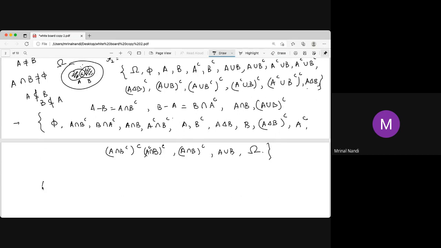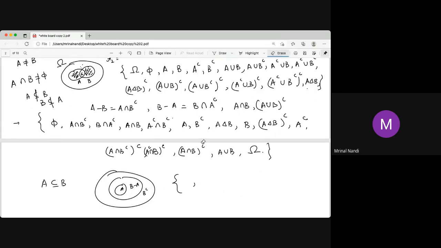Now, if A is a subset of B, then this is A, and this is B. So this is B minus A, and this is B complement. Actually, you have 3 atoms now. If you have 3 atoms in a sigma algebra, you will get 8 many sets. So if you don't take any, so 5.